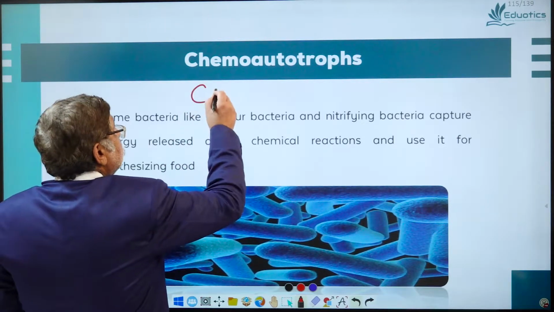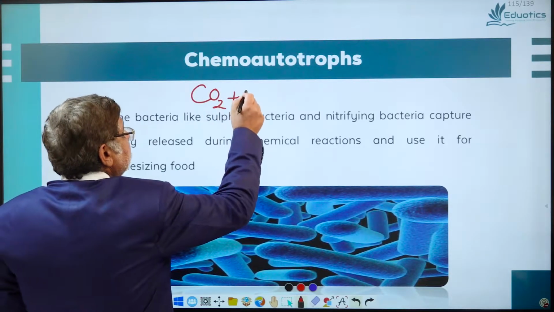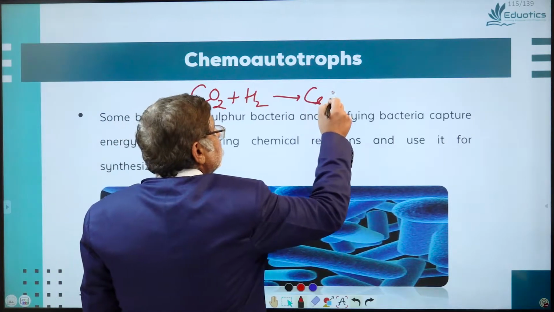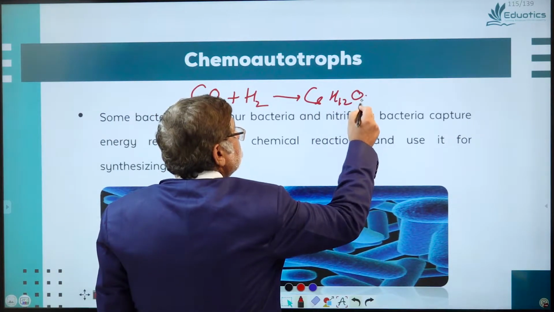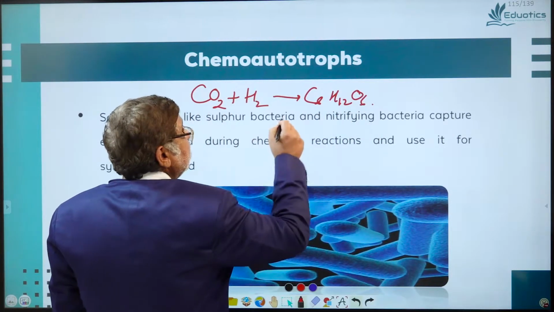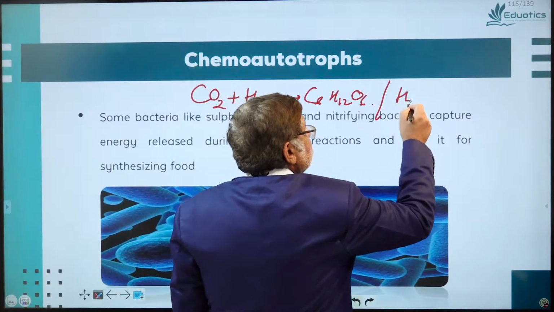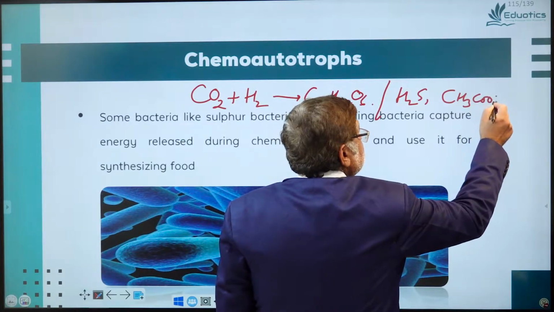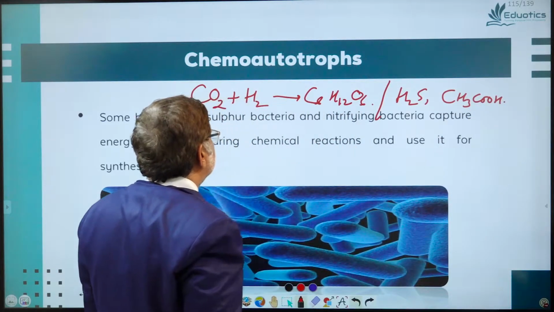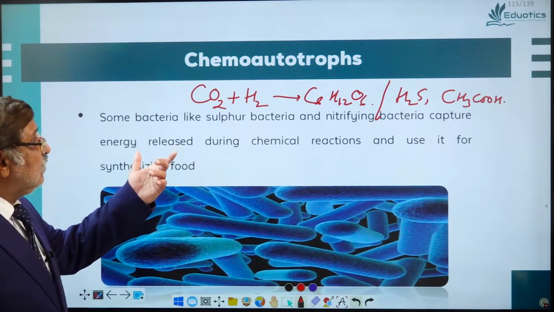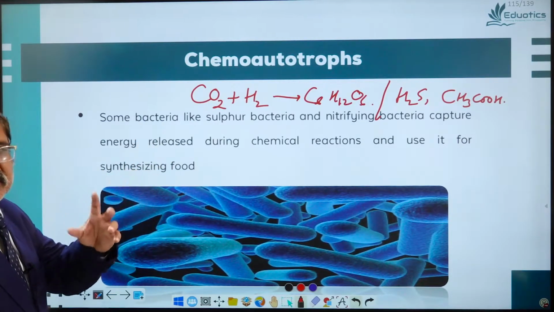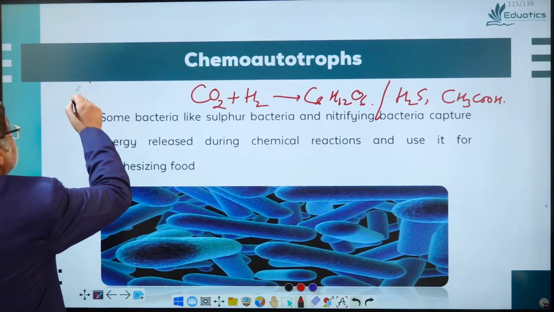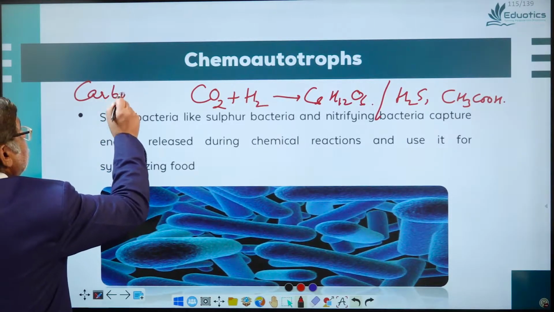Actually, carbon dioxide needs a source of hydrogen to produce glucose. It can be from H2S, it can be from acetic acid. So chemicals are involved. So water is not always required for photosynthesis, because another name for photosynthesis is carbon dioxide fixation, or autotrophism.